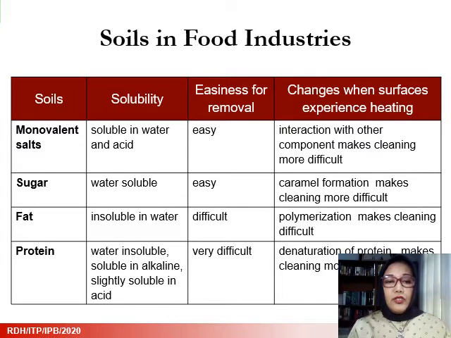This table shows you a variety of soils commonly encountered in the food industry, their solubility, ease of removal, and the changes in terms of ease of removal when they experience heating.